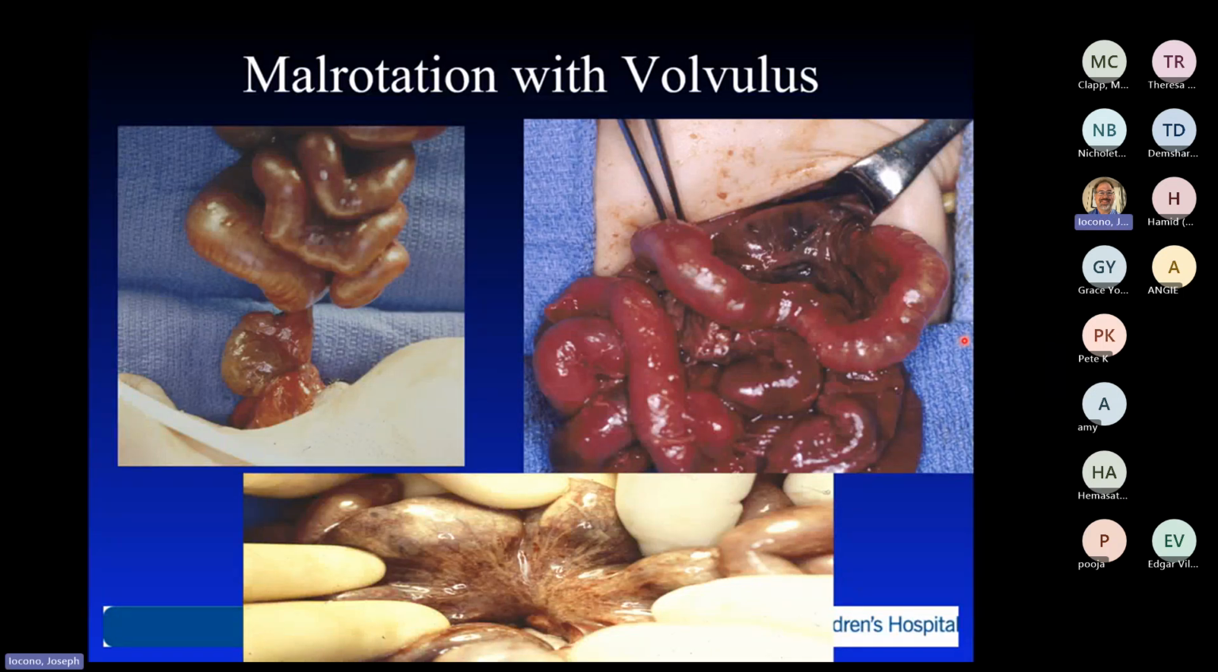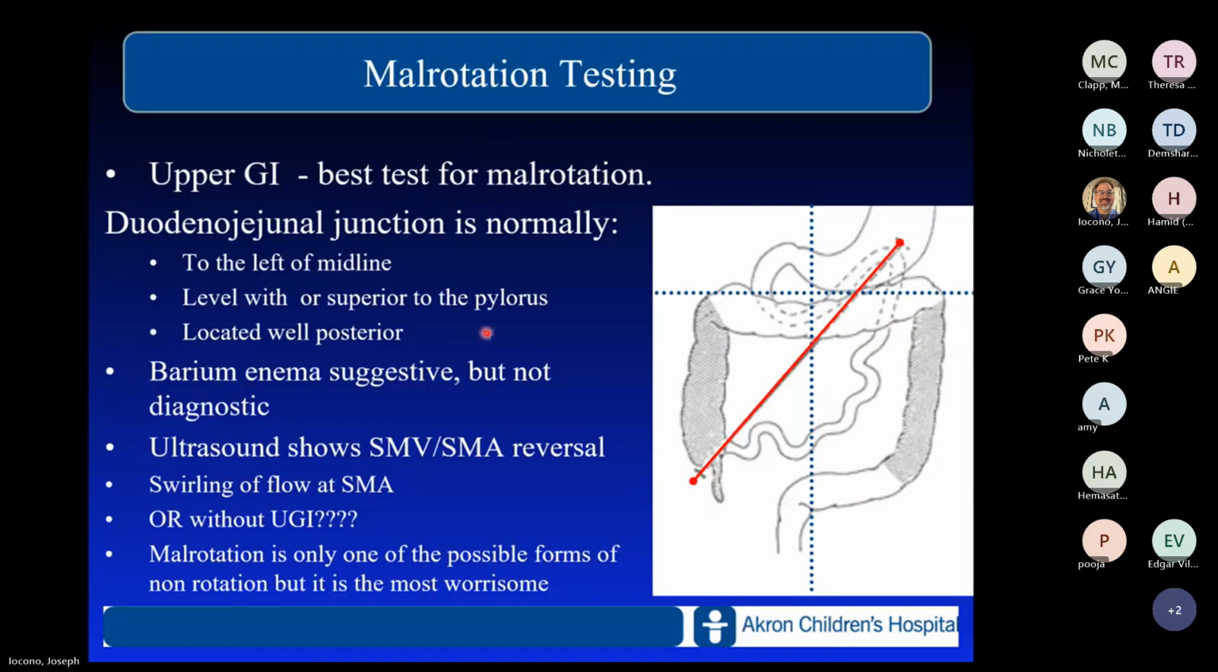Okay. So again, I always say when we talk about this in small groups, this is the baby equivalent of an SMA thrombus. Same idea. Instead of thrombosing the SMA, you've twisted and occluded the SMA with a twist. Upper GI is the best test for malrotation for the anatomy. The duodenojejunal junction, the ligament of Treitz, should be to the left of the midline, level with or superior to the pylorus, and posterior. So if you're doing these not at a children's hospital, you've got to tell them to make sure they get a lateral film because you can't see whether they're posterior or not without the lateral film.